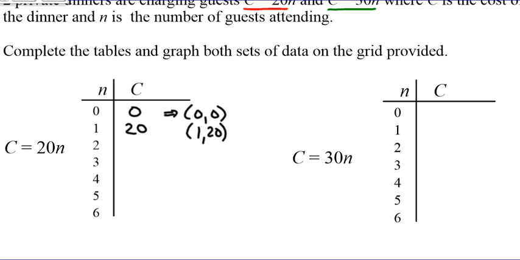If you went somewhere and the cost was 30N, with 0 guests, well, that would be 30 times 0, $0. One guest would be $30. 2 guests would be $60. And now we have ordered pairs that we can graph on the same graph as the 20N one. Let's see what we end up with when we do that. Give it a try. When you're finished, start the video and we'll look at it together.